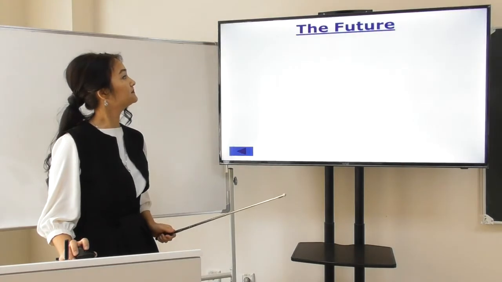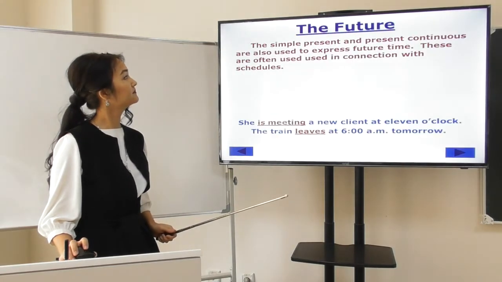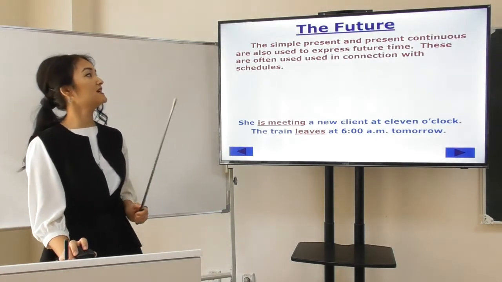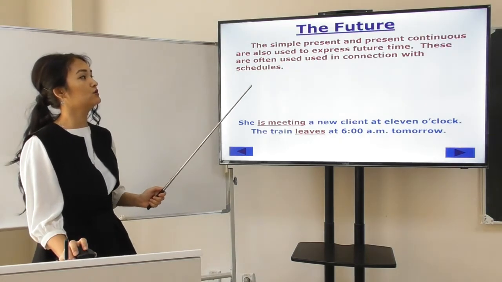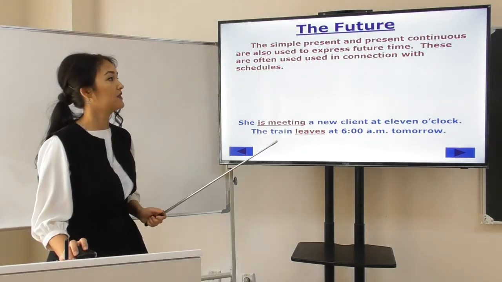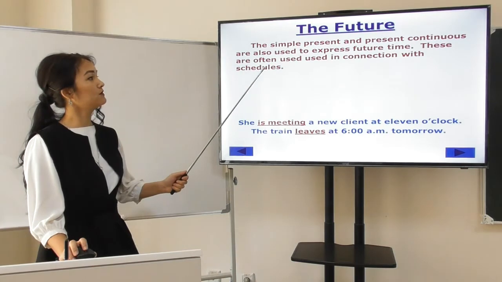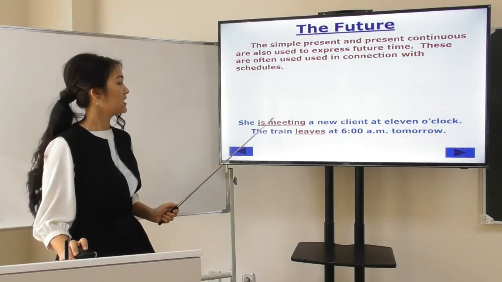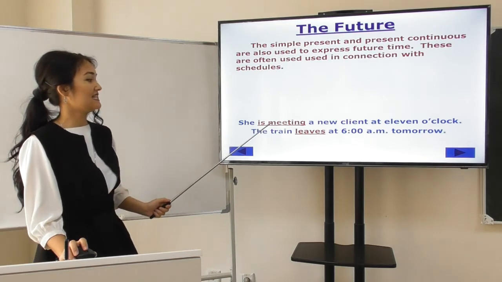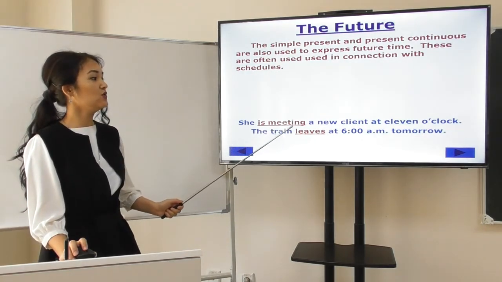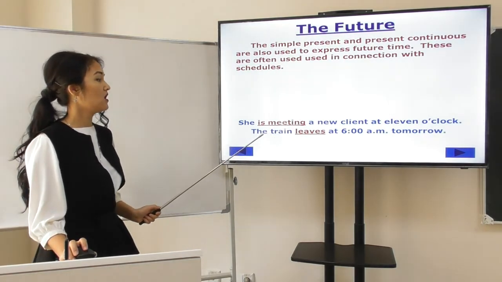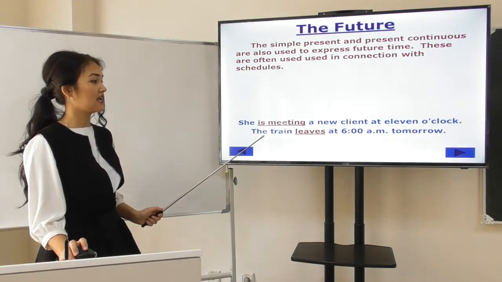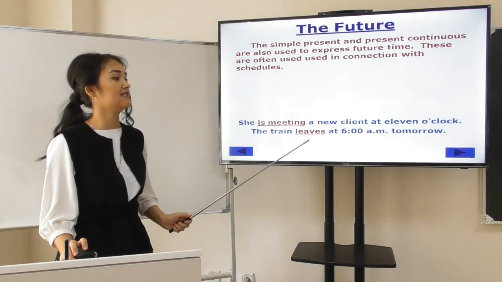The future. The simple present and present continuous are also used to express future time. These are often used in connection with schedules. For example, she is meeting a new client at 11 o'clock. The train leaves at 6 a.m. tomorrow.